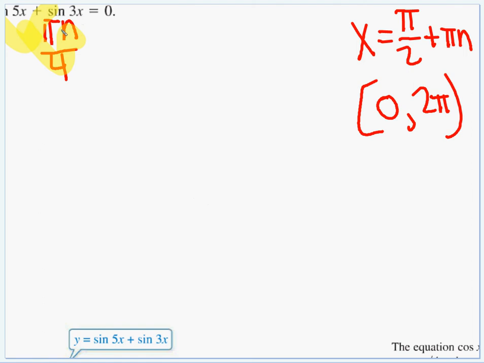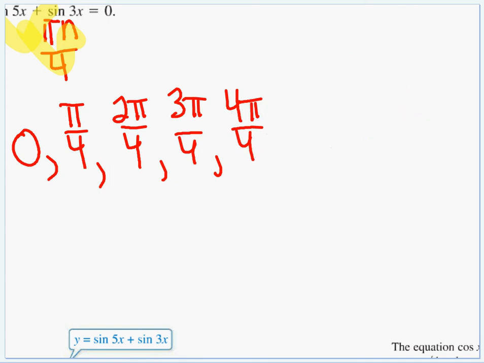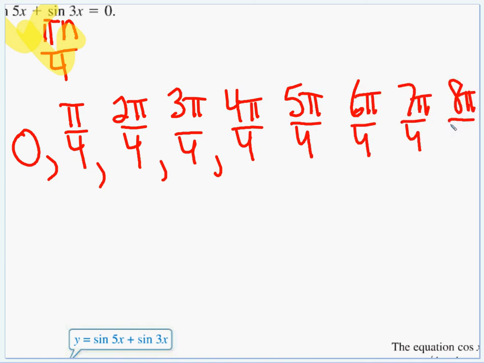So when n is 0, we get 0 fourths. When n is 1, we get 1/4 pi. When n is 2, we get 2/4 pi. And then we get 3/4 pi, and we get 4/4 pi. And let me erase this. And we get 5/4 pi, and then 6/4 pi, 7/4 pi, 8/4 pi.